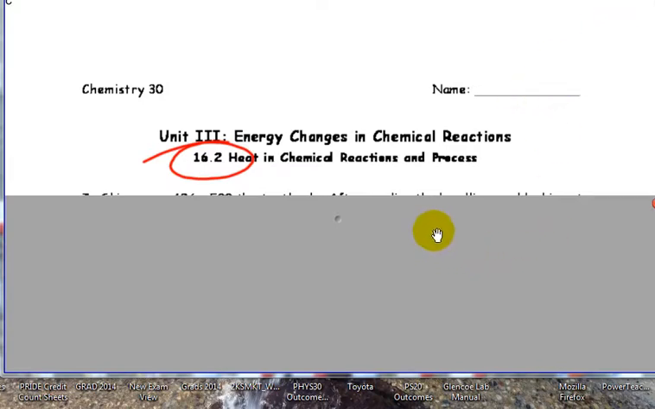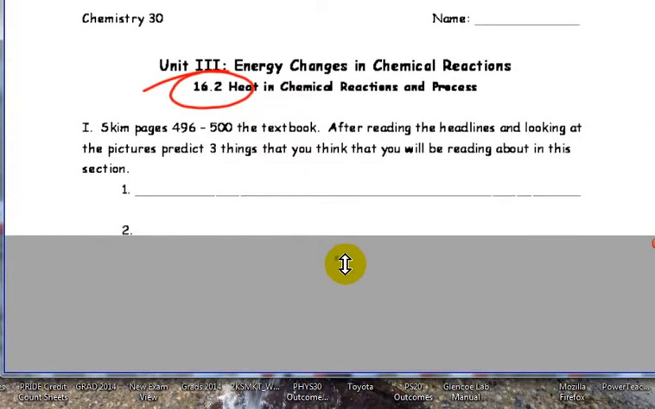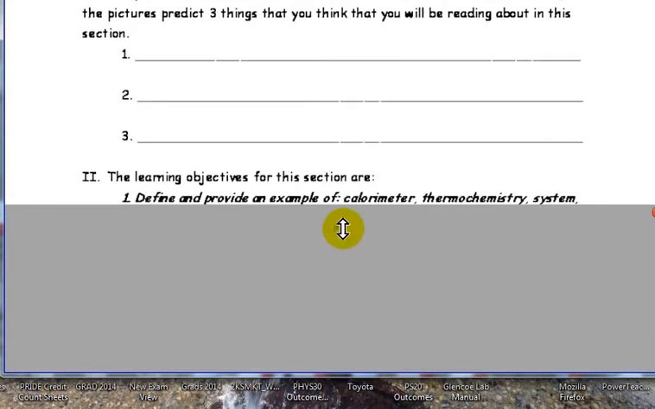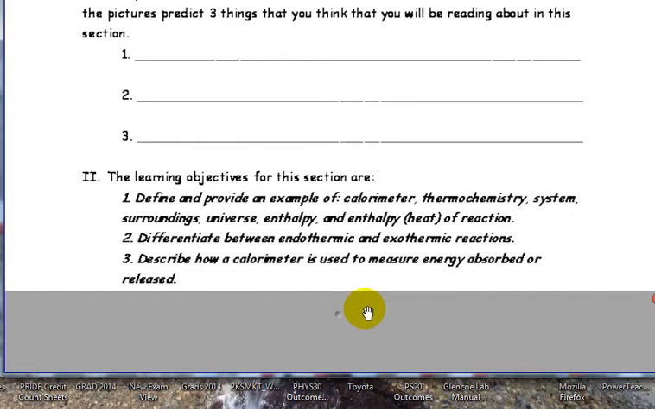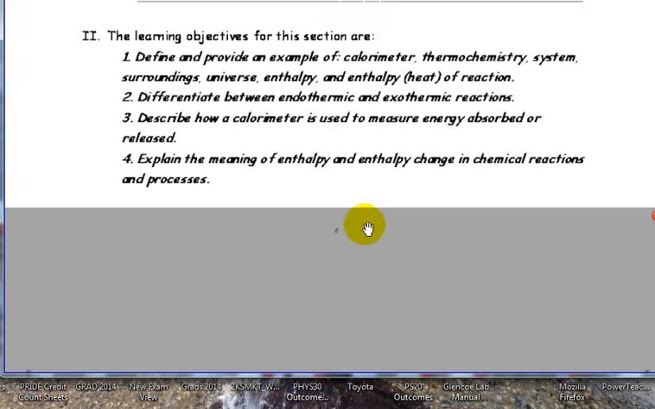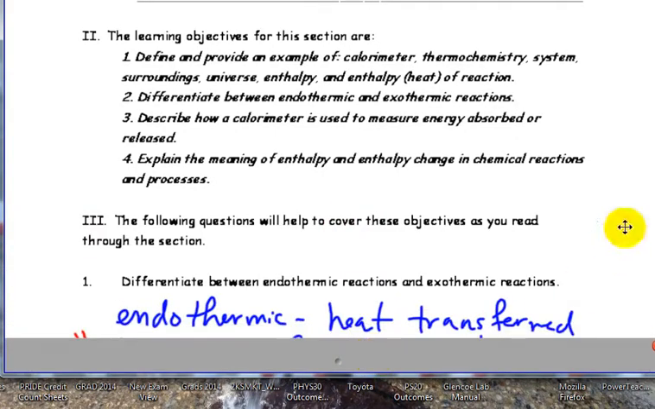This is the 16.2 booklet, Heat and Chemical Reactions and Processes. It corresponds to pages 496 to 500 in the textbook. In this booklet, we'll be looking at calorimetry, thermochemistry, systems, surroundings, universe, enthalpy, and enthalpy of reaction. Differentiating between endothermic and exothermic reactions, and describing how a calorimeter is used to measure energy absorbed or released. And finally, explain the meaning of enthalpy and enthalpy change in chemical reactions and processes.